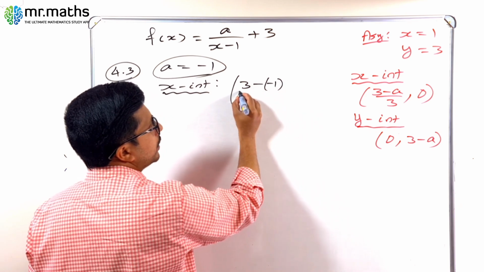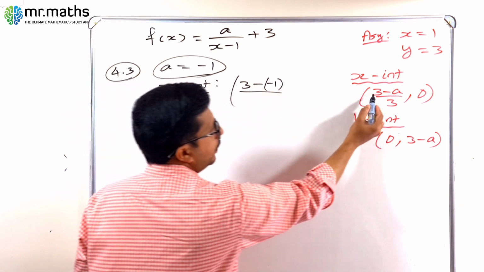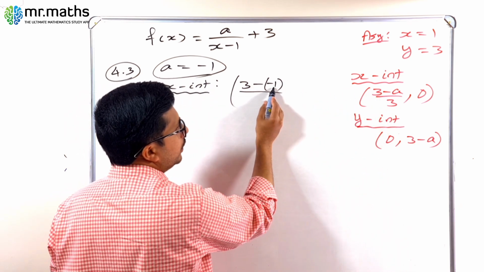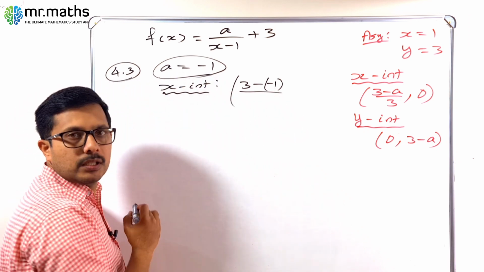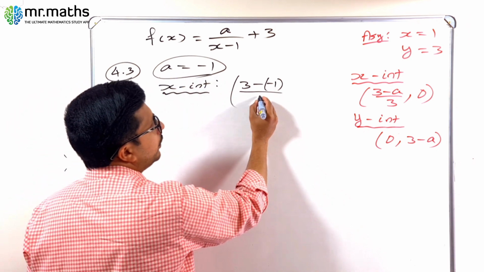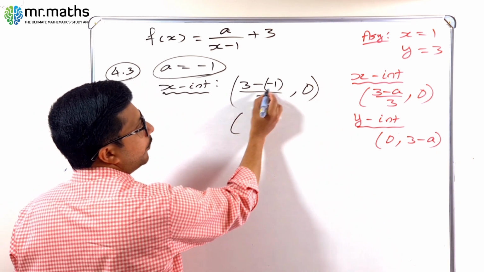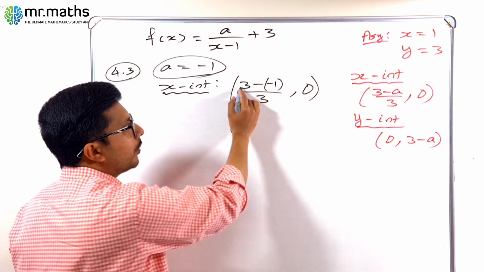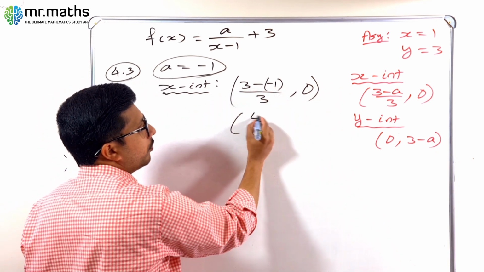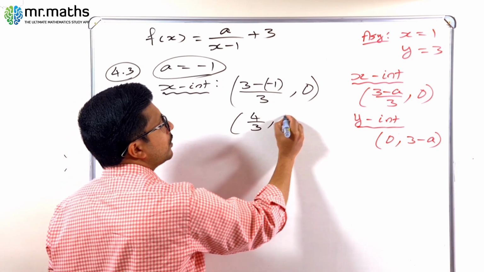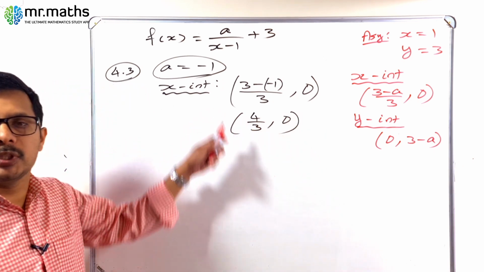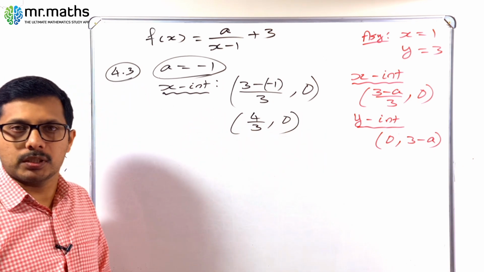So 3 minus, then the value of a, it is given as minus 1, then divided by 3 comma 0. So what is this one? Minus minus is plus. So 3 plus 1 is 4. So 4 over 3 comma 0. So the x-intercept is 4 over 3 comma 0.